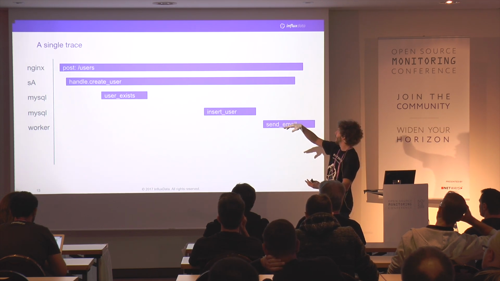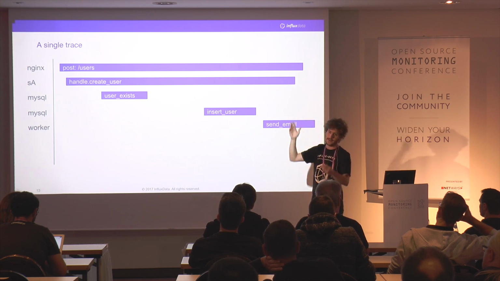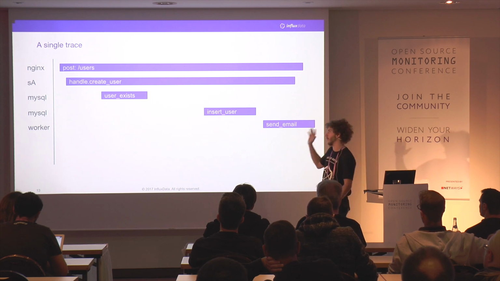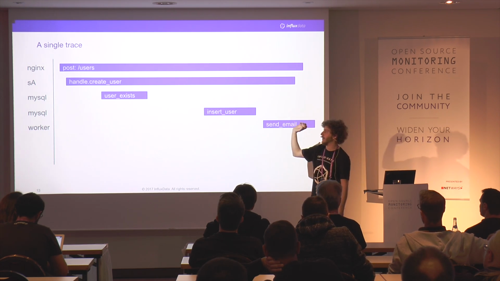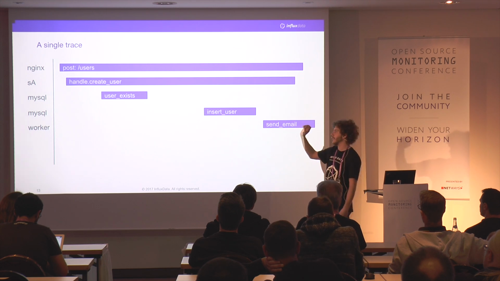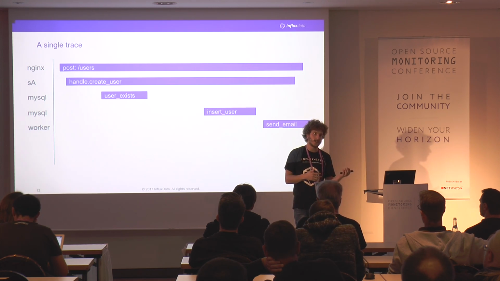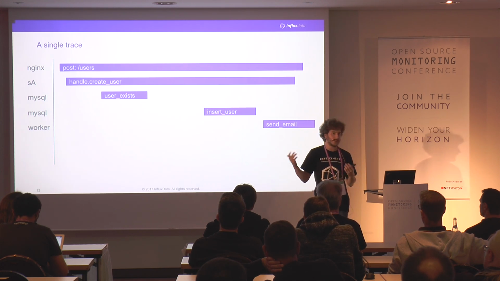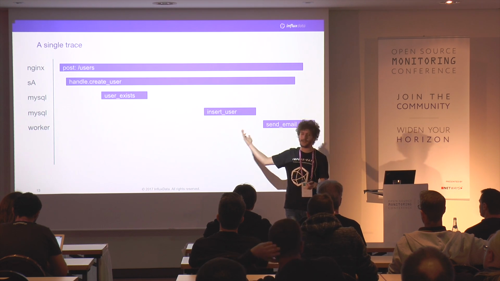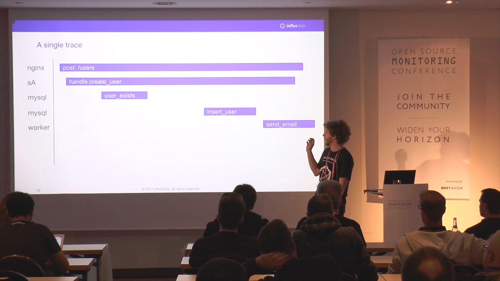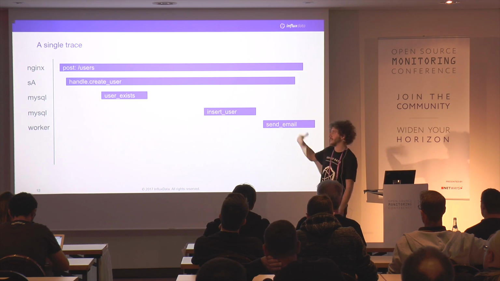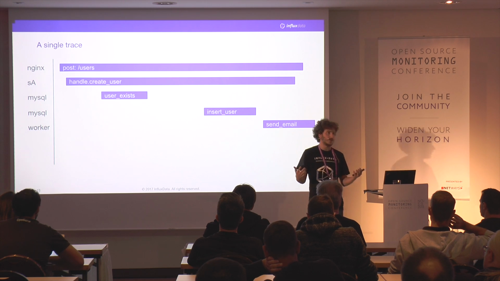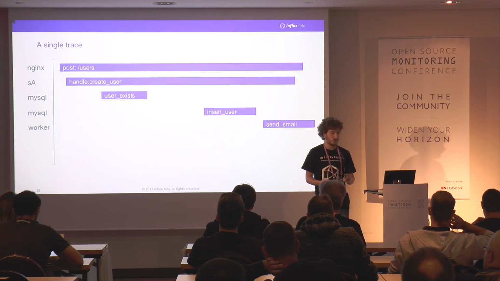Nginx is the biggest span because in this case, I don't return any response until everything is done. So we have the longest span there, and you have your application, service A, that has a handler that is create user, so it's your API. And what it does, it checks if the user already exists on MySQL. So the first line, user exists, is a query. And it inserts the user if it doesn't exist. In this case, it inserted it. And it sends an email using a queue. So this is what you can get tracing an application. That's the idea.